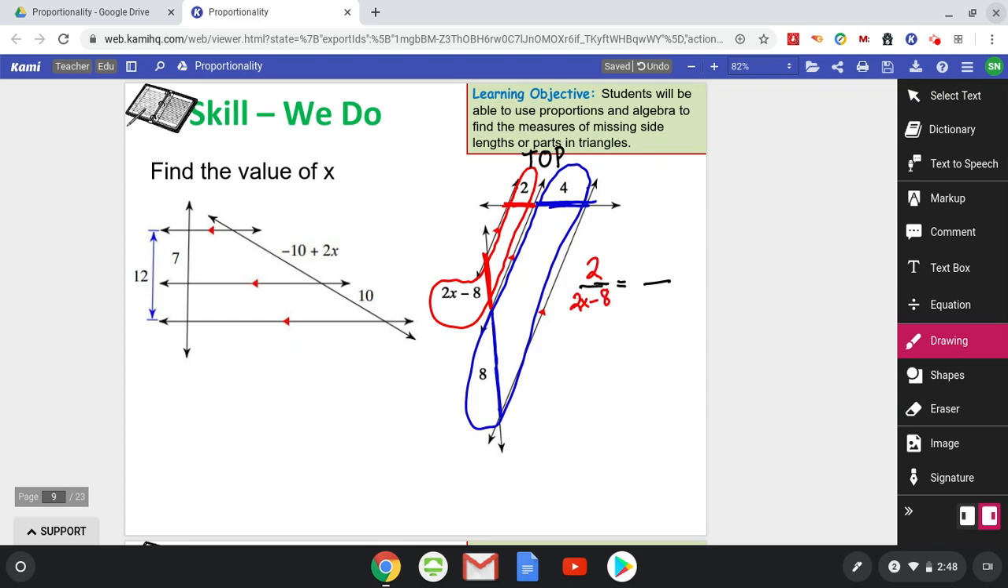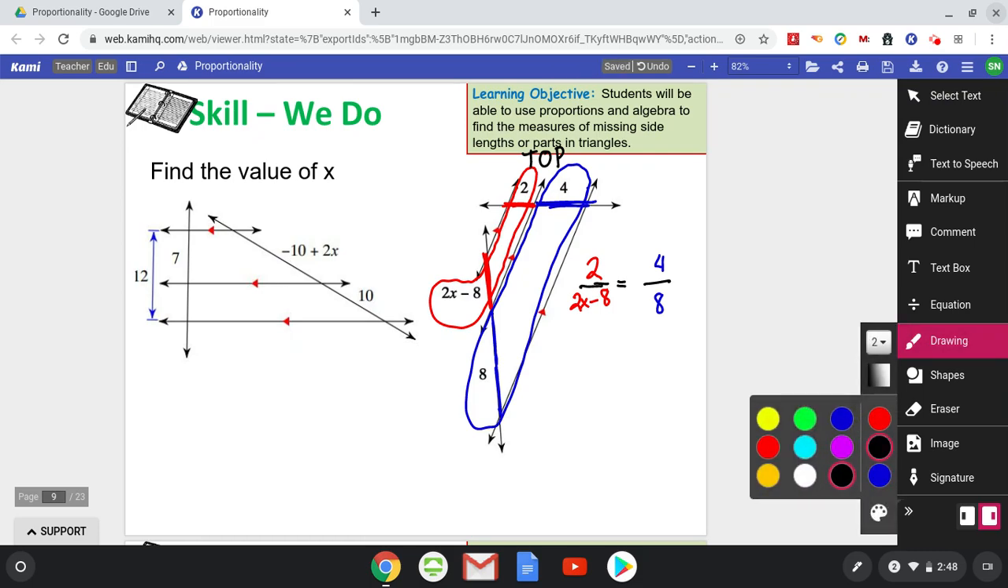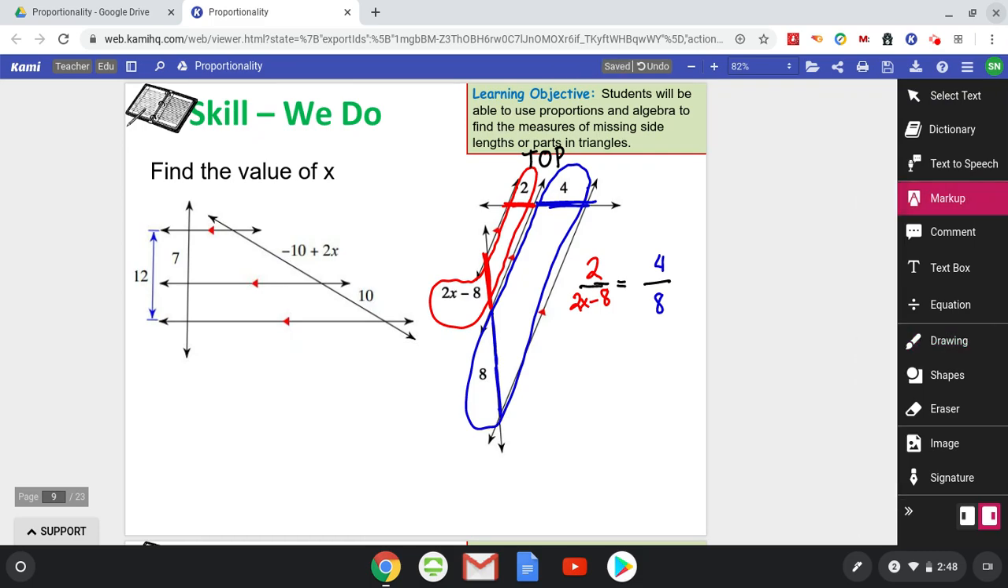Well, both of those numbers belong in the red section. That means they form one ratio. And let's look for the numbers in the blue section. We have 4 at the top and 8 at the bottom. Now we have set up our proportions. We will be cross multiplying in order to solve it.